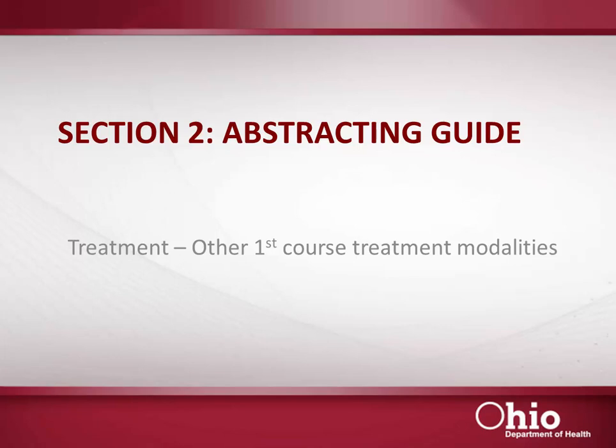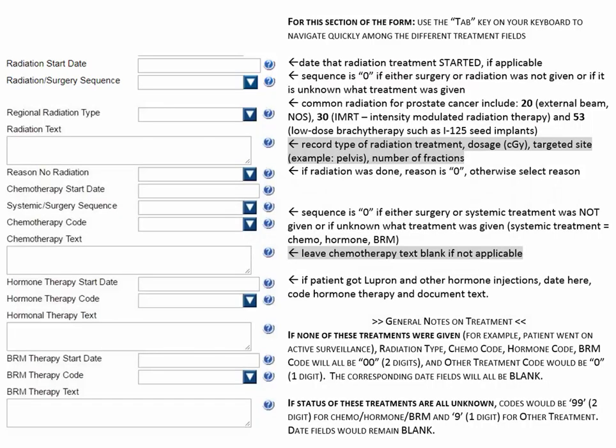The rest of the first course of treatment is on other treatment modalities. These include radiation and systemic treatments such as chemo, hormone, and biological response modifiers, sometimes known as immunotherapy. We listed some of the common types of radiation for prostate cancer here in the guide. Something that might be confusing is the radiation surgery sequence and the systemic surgery sequence.